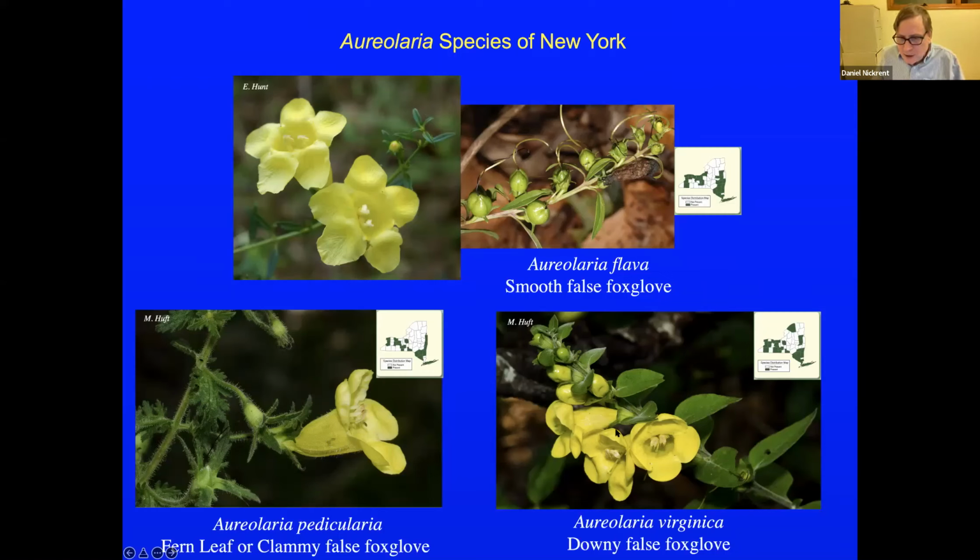And then Aureolaria virginica, first named by Pennell. Pennell monographed the Scrophulariaceae back in, I think, the 1930s. He straightened out the taxonomy. These things were named all sorts of different things from Linnaeus on. So again, Aureolaria, a beautiful, beautiful wildflower.